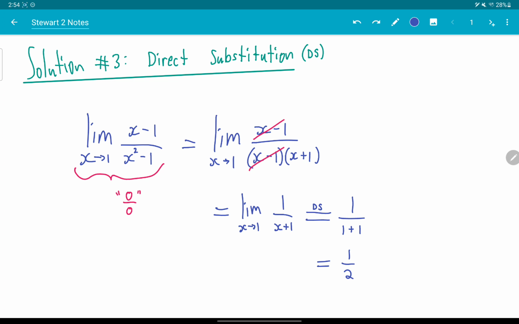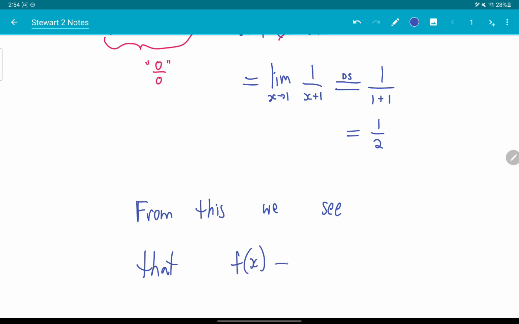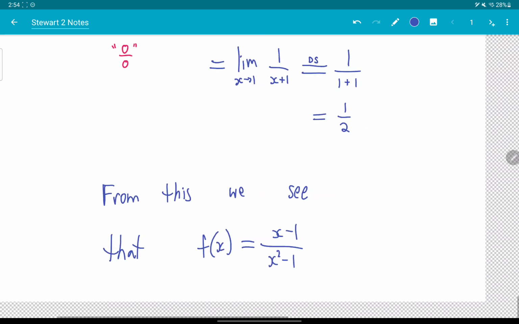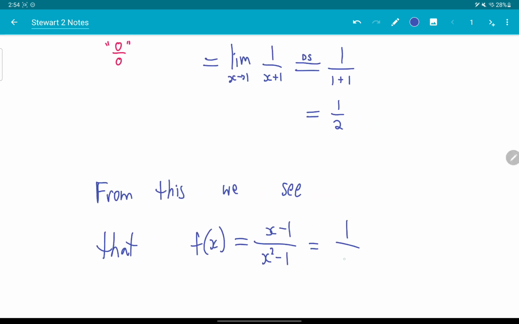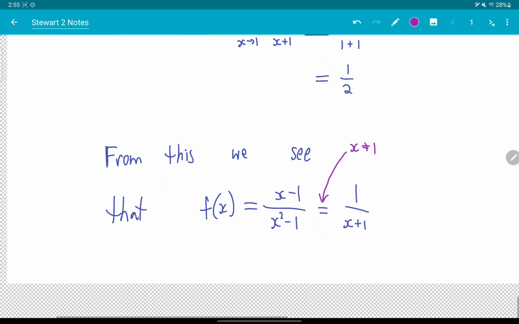This solution says, let's say from this we see that our function, when I do the factor and cancel, is going to equal 1 over x plus 1 as long as x is not equal to 1.